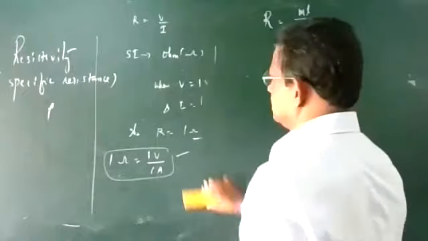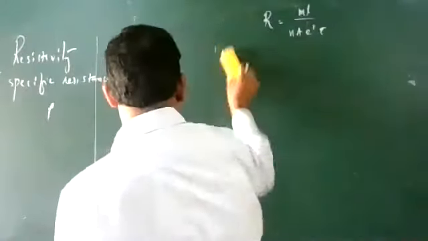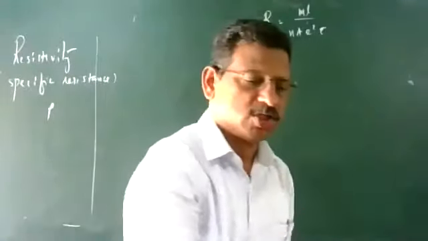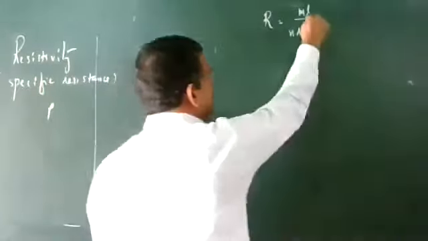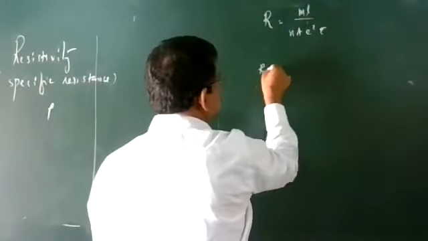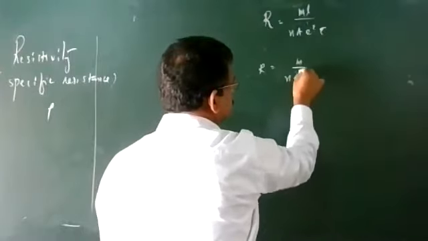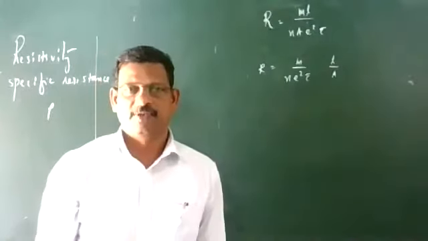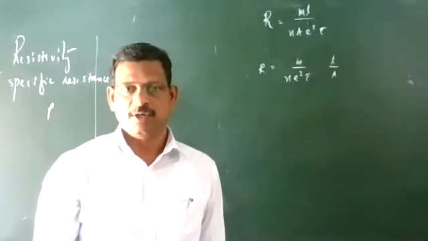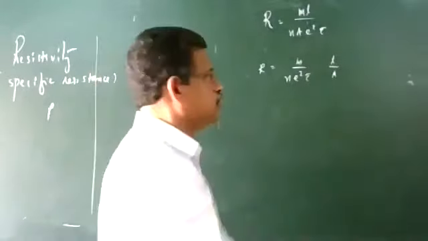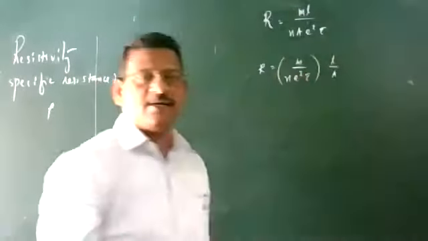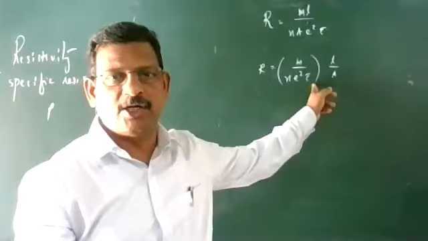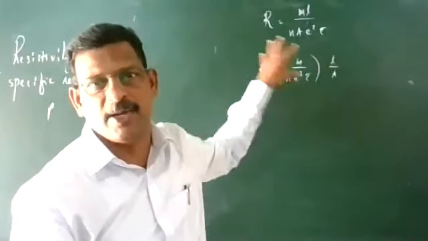We group certain things in this. Except the dimensions, L by A, which are separate: L is the length, A is the cross-sectional area. The rest is m upon n e square tau. When I say for a given conductor, and the temperature T is constant, this quantity will be a constant.